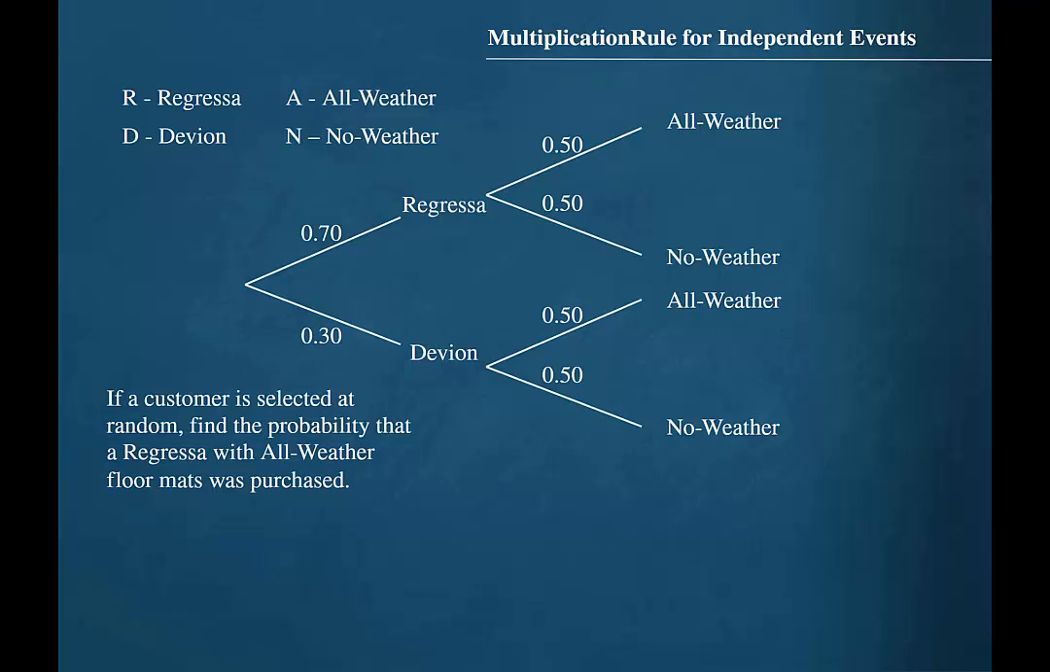The original question was, if a customer is selected at random, find the probability that a Regressa with all-weather floor mats was purchased. Recall that for independent events A and B, the probability that both events A and B will occur is equal to the product of the probabilities that each will occur. The probability that a Regressa with all-weather floor mats was purchased would be expressed in probability notation as the probability that both events R and A will occur, which is found by multiplying the probability that event R will occur by the probability that event A will occur.